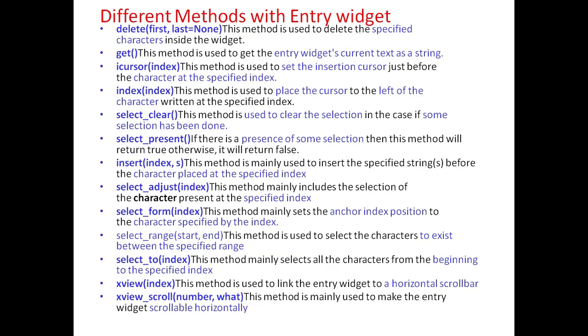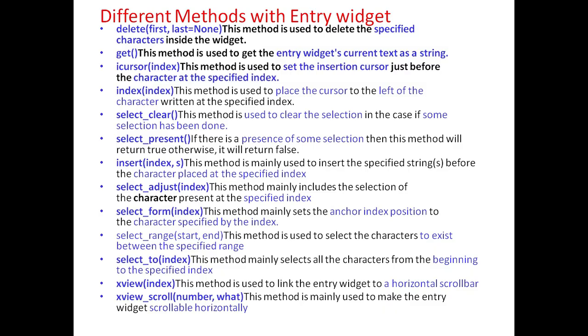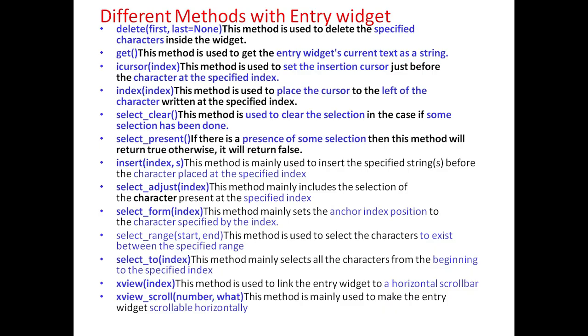The different methods with Entry widgets are: delete with parameters first and last. This method is used to delete the specified characters inside the widget. The get method is used to get the Entry widget's current text as a string. The icursor method with parameter index is used to set the insertion cursor just before the character at the specified index. The index method is used to place the cursor to the left of the character at the specified index. The selection_clear method is used to clear the selection in case some selection has been done. If there is some selection present, then the selection_present method will return true. Otherwise it will return false.